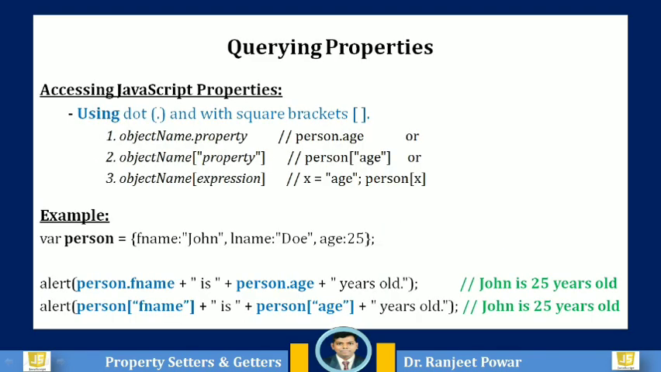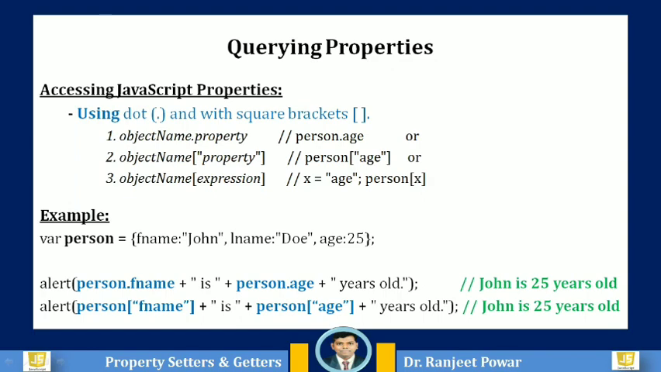We will look at accessing, retrieving, and setting a new value to the object properties. Properties are the values associated with the JavaScript object. In accessing JavaScript properties, the two main ways to access properties are with a dot or with a square bracket. The syntax for accessing the property of an object is object name dot property, or object name in square brackets the string property, or object name in brackets expression.